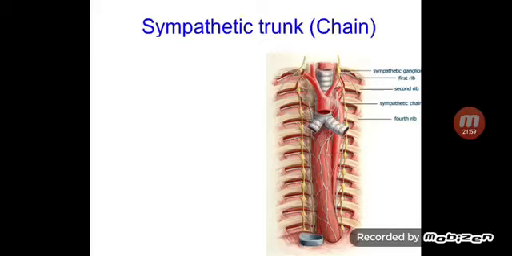Good. The first one is the greater splanchnic nerve. It arises from the 5th to the 9th ganglia. And we have the lesser splanchnic nerve. It arises from the 10th and 11th ganglia.